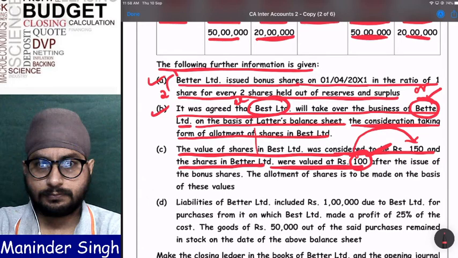In the last problem, did we increase the number of shares or the value of the share? The number of shares, right? That is why last time we increased the number of shares. That is why the share premium account did not come. Correct or not? But in this problem, what will we do?